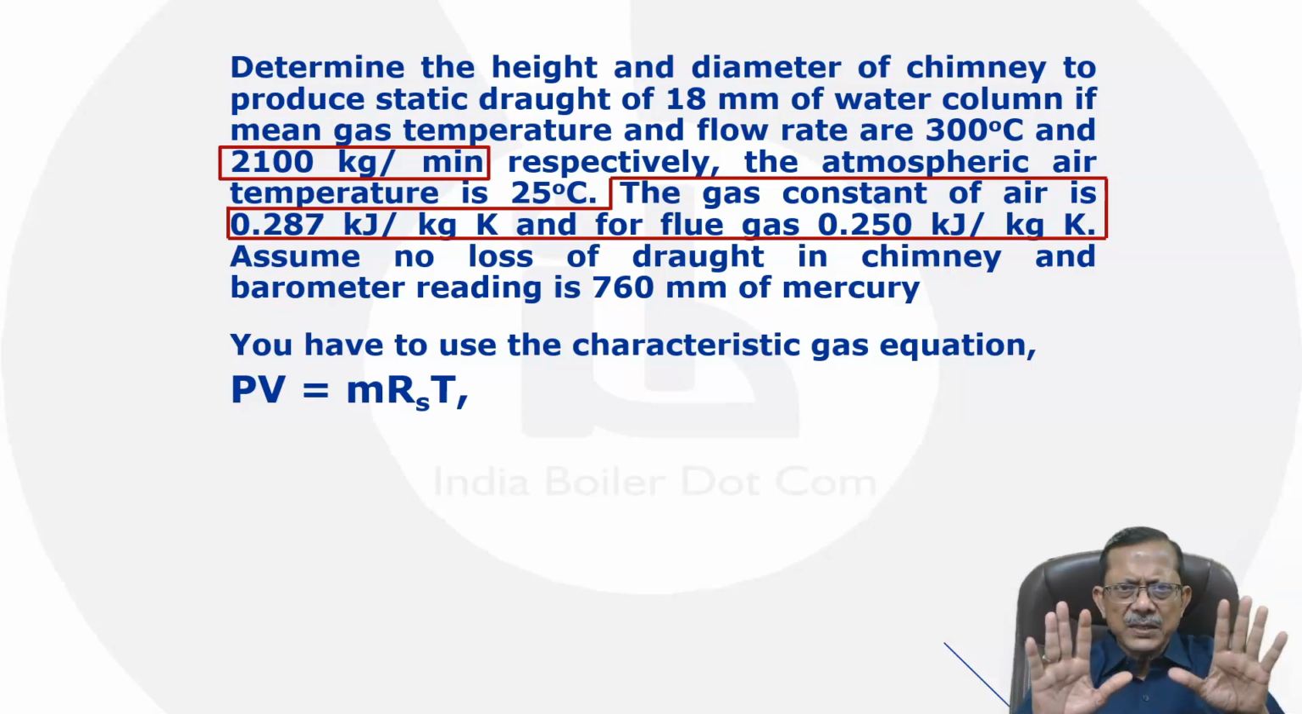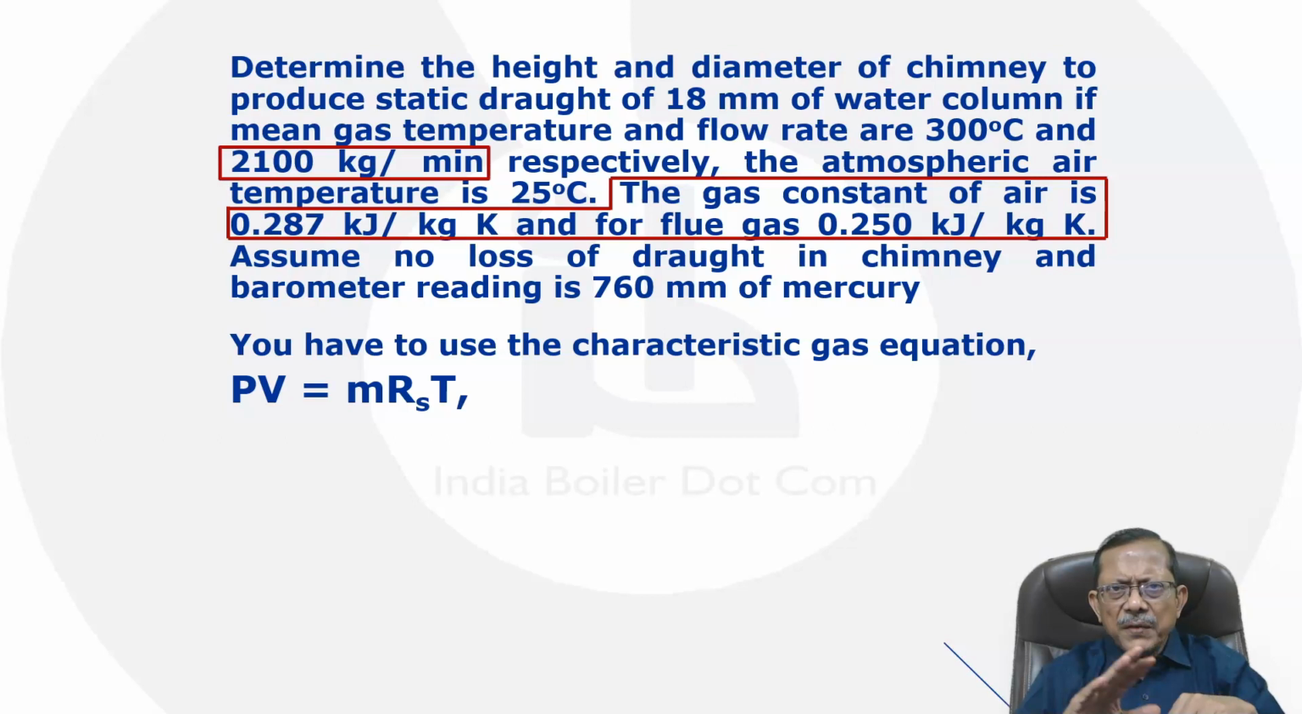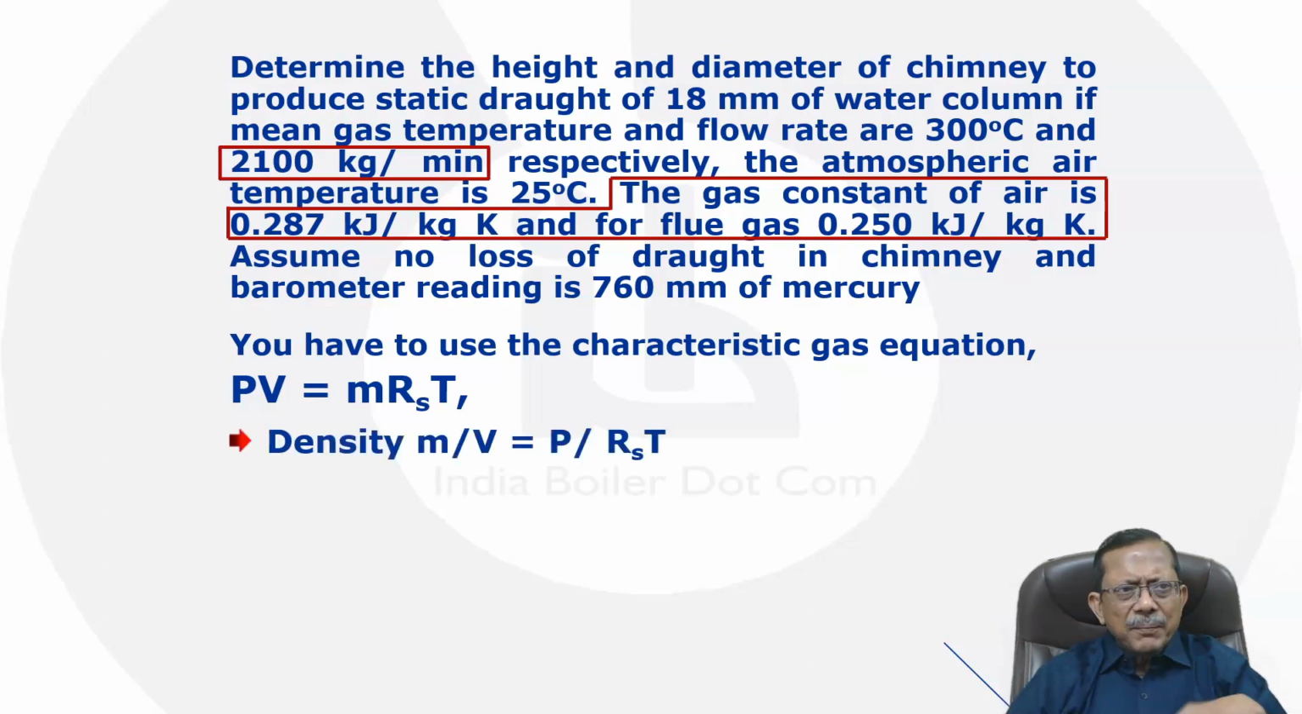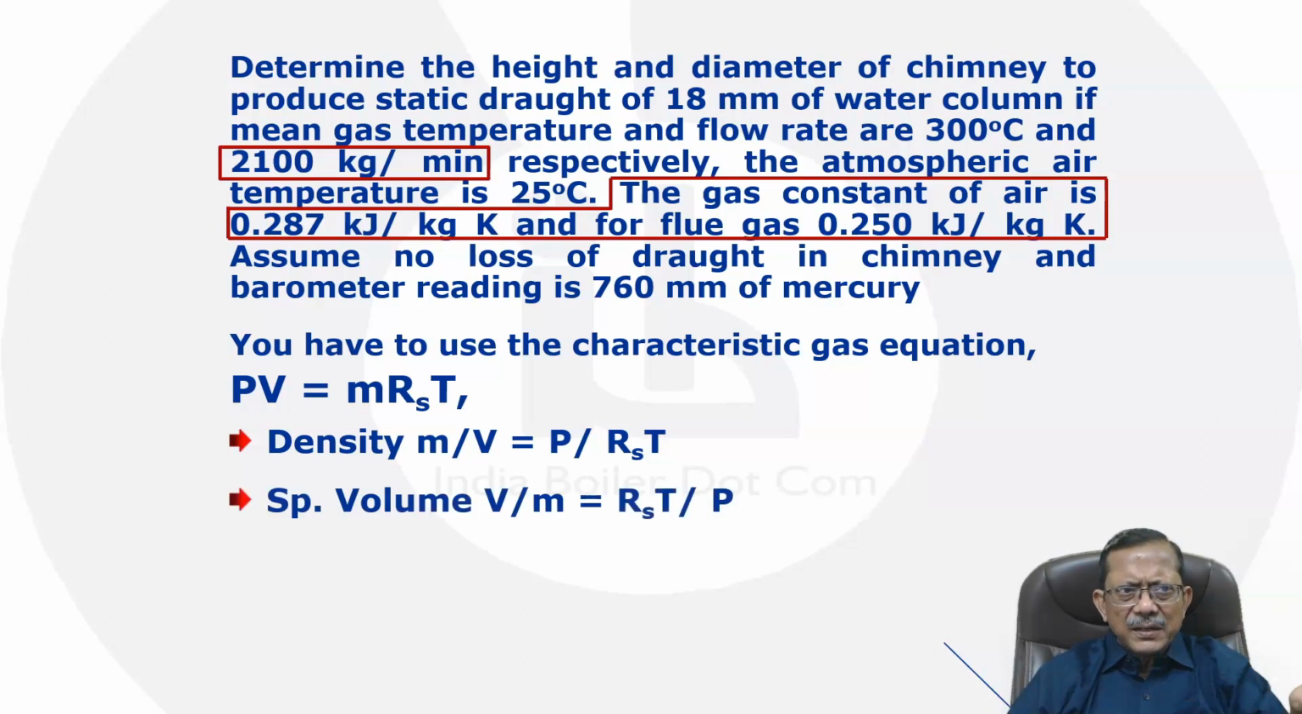But here, so far as this question is concerned, PV = mRsT, you can see that we can calculate m by V or V by m, right? So m by V, that is the density, is P by RsT. Now if I know the pressure, the specific gas constant is given, the temperature, then I can find out the density. Inversely, the V by m is RsT by P, right? So this is another way to calculate the specific volume.